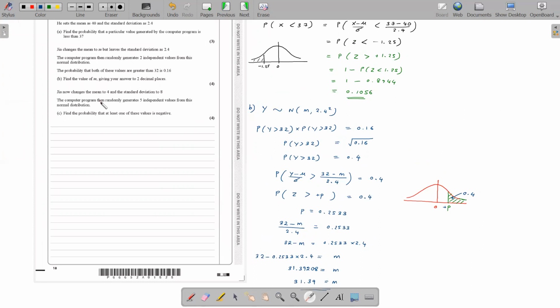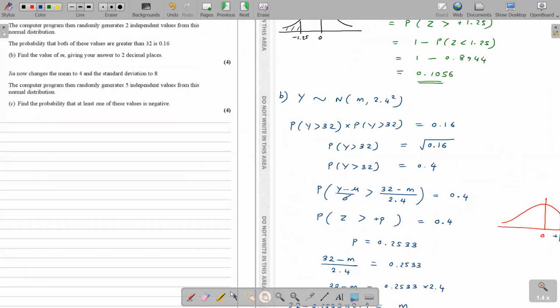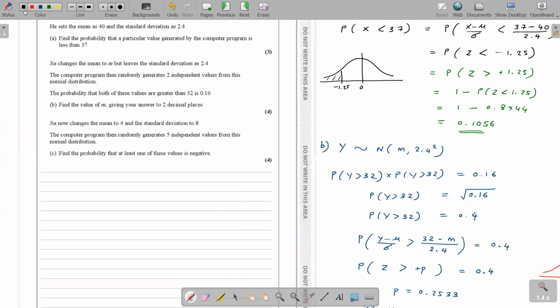Jihan now changes the mean to 4 and the standard deviation to 8. The computer program then randomly generates 5 independent values from this normal distribution. Find the probability that at least one of these values is negative. Let's do this one again with a different variable. Don't use Z, it is standard normal. I'll use A. So A has a normal distribution with mean 4, standard deviation 8, so variance is 8 squared.